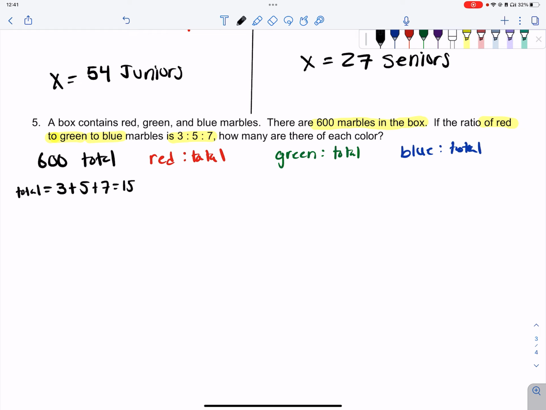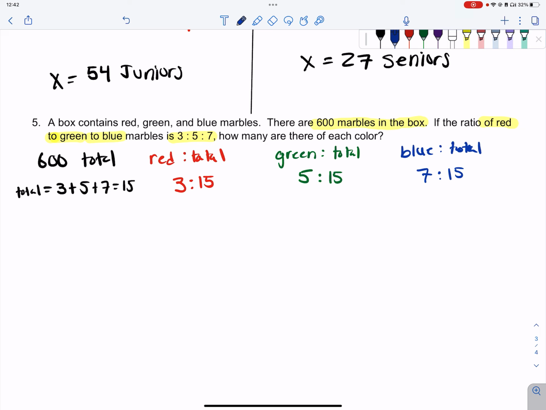So now out of those 15, we know 3 of them are red. So we have a 3 to 15 ratio when we're comparing our red to total. For the greens, we know that 5 out of those 15 are green. So we have a 5 to 15 ratio for our green to total. And then for our blues, we know 7 of those 15 are blue. So 7 out of the 15 are blue.